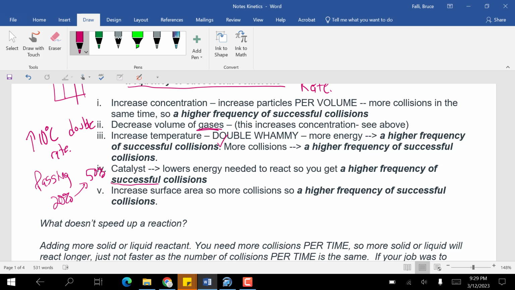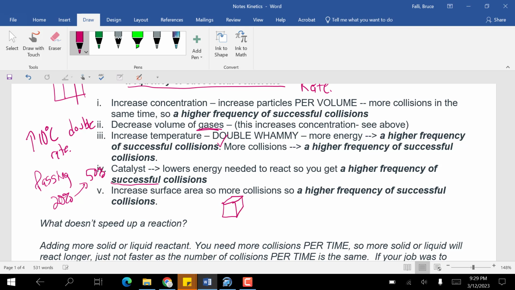You can increase the surface area. So more collisions will occur, so you have a higher frequency of successful collisions. Now, this is one you're probably not too familiar with, surface area. So if I wanted to have a reaction go faster, you'll do this a little bit tomorrow. You're going to have a sugar cube.